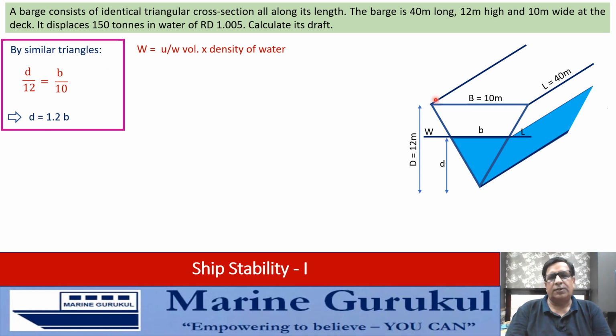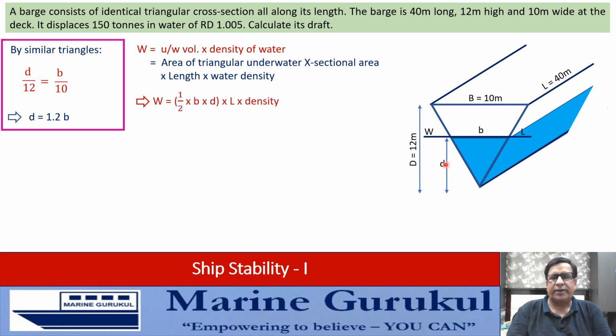Now we know that the displacement of the barge is equal to the underwater volume of the barge multiplied by the density of the water. The underwater volume of the barge shall be its underwater cross-sectional area multiplied by the length of the barge. So the underwater cross-sectional area, we know it's a triangle, it shall be half base into height. Base is small b, height shall be d. So here in the brackets is the underwater cross-sectional area, which when multiplied by the length gives us underwater volume, which when multiplied by density shall give us the displacement of the barge.